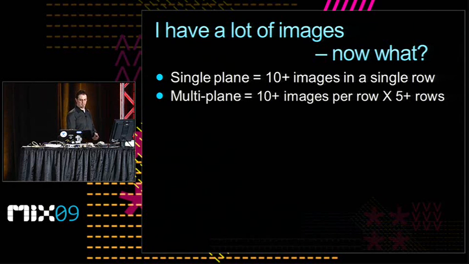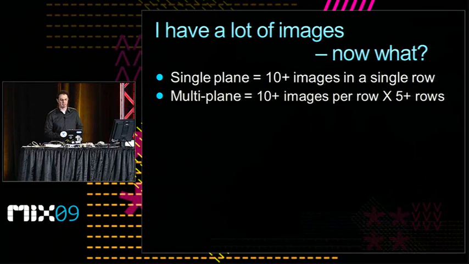What if I have a multiplane? Now I'm looking at 10 plus images, and I could have 5 or more rows if I'm doing a pretty good view of my object. Think about that for a minute. If I have an object that has 10 rows on it, and I'm doing 10-degree increments, that's 350 images that I have to manage to somehow arrange into a single image for my control.